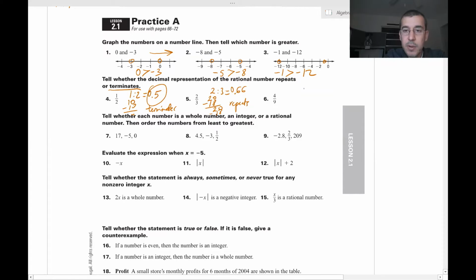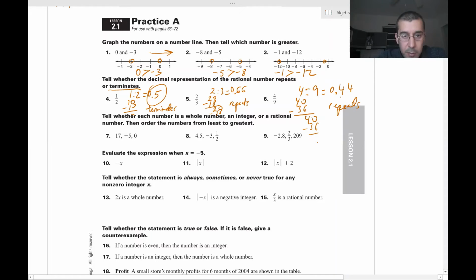Number 6, we do again 4 divided by 9. It doesn't go, so we do 40, but then we do 0 point. 4 divided by 9 is 4. 4 times 9 is 36. 40 minus 36 is 4, and then we're just going to keep going. 40 divided by 9 is 4 again. 4 times 9 is 36, and it's just going to keep repeating. So this repeats.